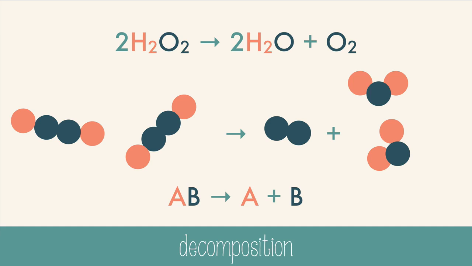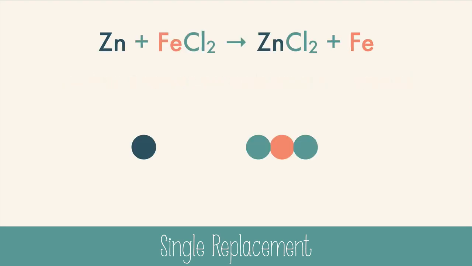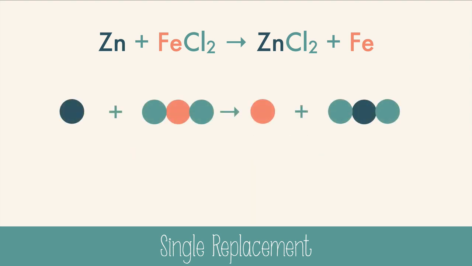Let's look at the next type of reaction. Single replacement. In this reaction, one element replaces a second element in a compound. We'll use the example of zinc reacting with iron chloride to make zinc chloride and elemental iron. The 2 metals in this case have swapped places. So here we have an equation, a drawing, and now a simple formula for single replacement reactions. A plus BC yields AC plus B.